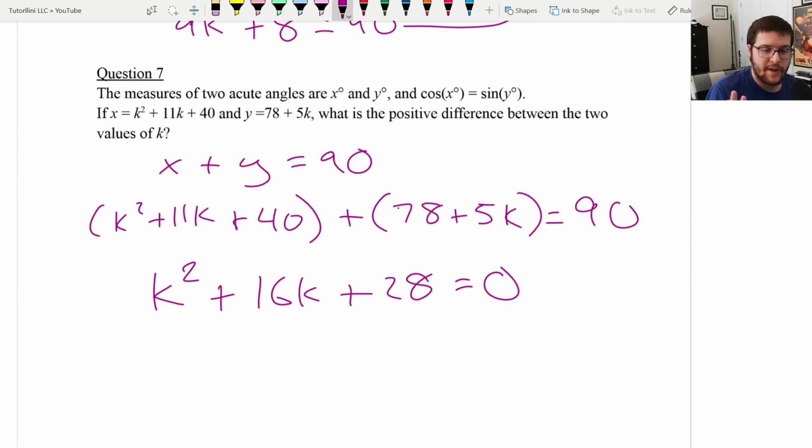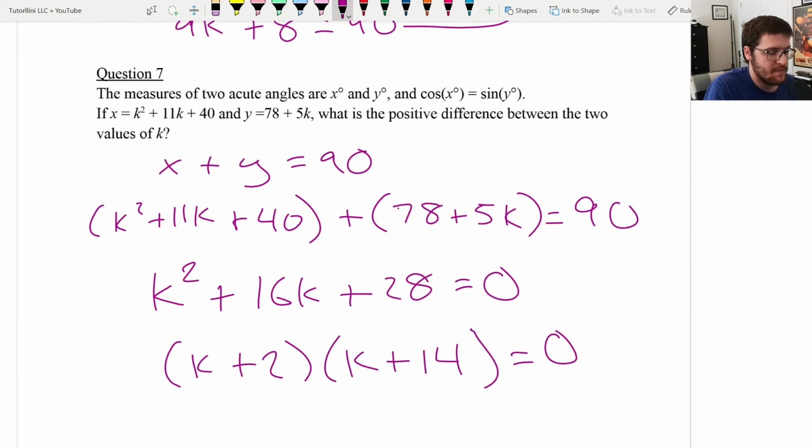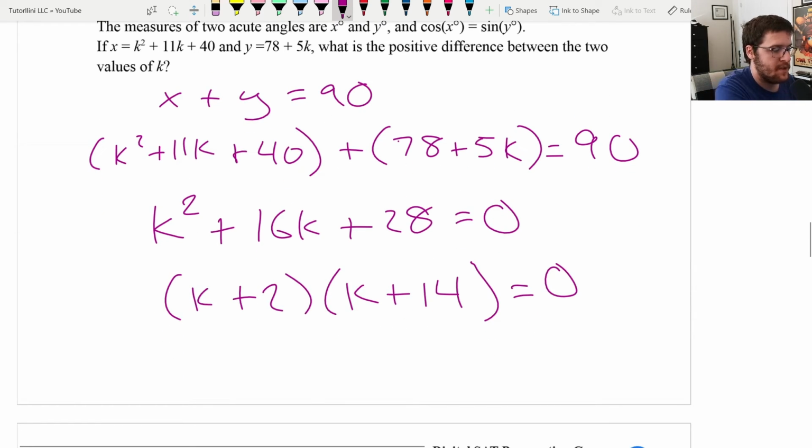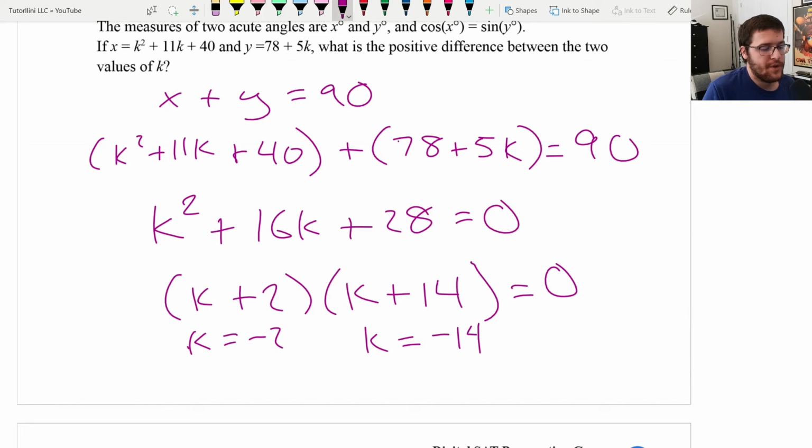We're going to factor this quadratic. I've already gone over this in my factoring video. It has to add to 16 and multiply to 28. The two numbers are 2 and 14. So we get k plus 2 times k plus 14 equals 0. So k plus 2 equals 0, which means k equals negative 2. Or k plus 14 equals 0, which means k equals negative 14. Now what we'd have to do is, guys, remember they said that angles are acute. So we're going to check to make sure that they are both acute and add up to 90 before we move on and get the final answer.